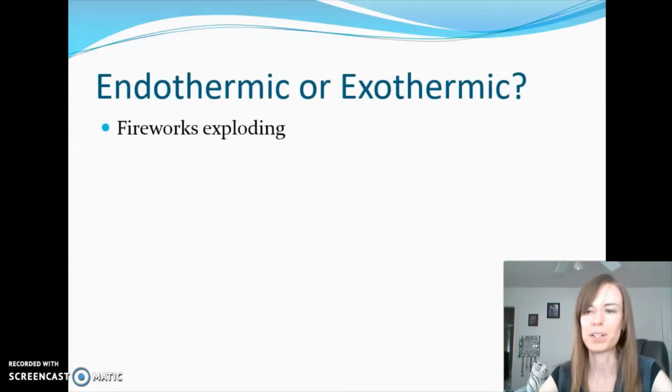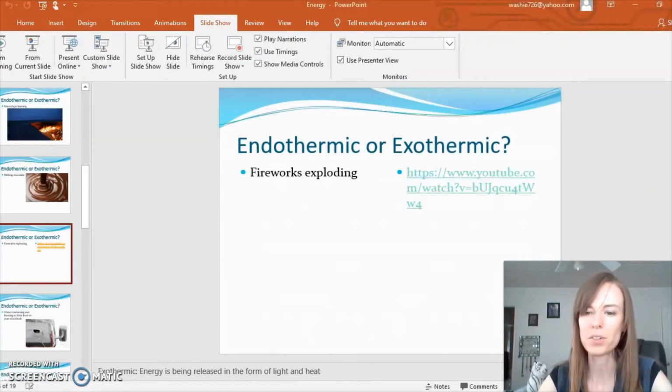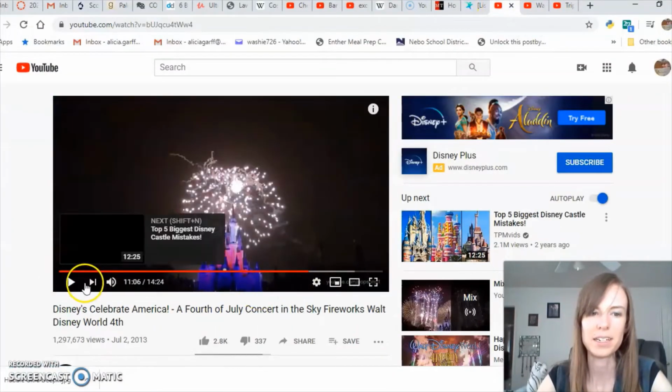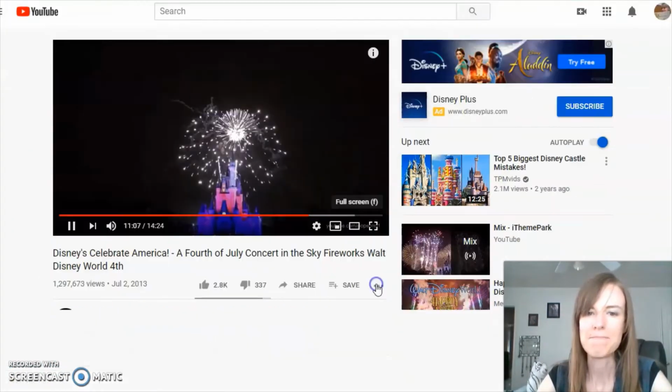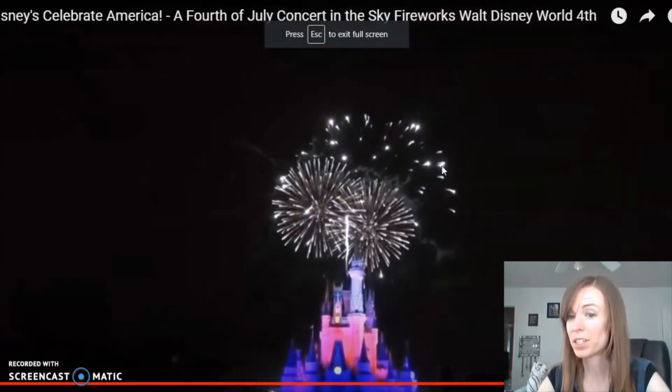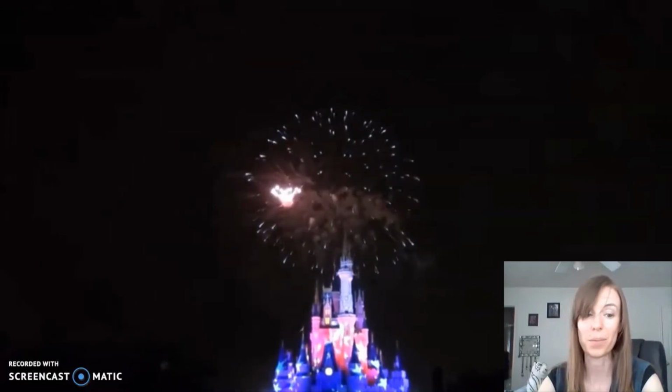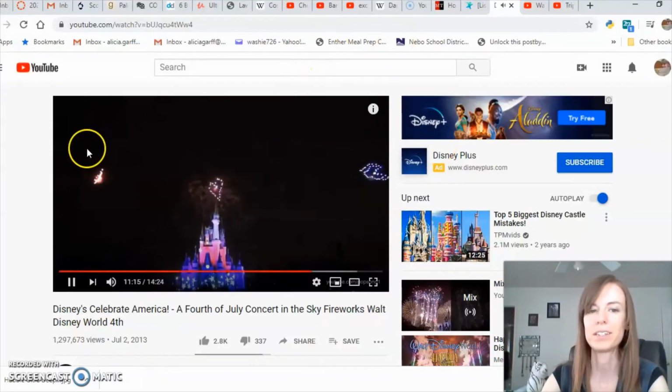Okay, fireworks. So here's a cool video of some fireworks at Disneyland. So fireworks, they're releasing a lot of heat and light. So that's gonna be exothermic. Hopefully that's really obvious.